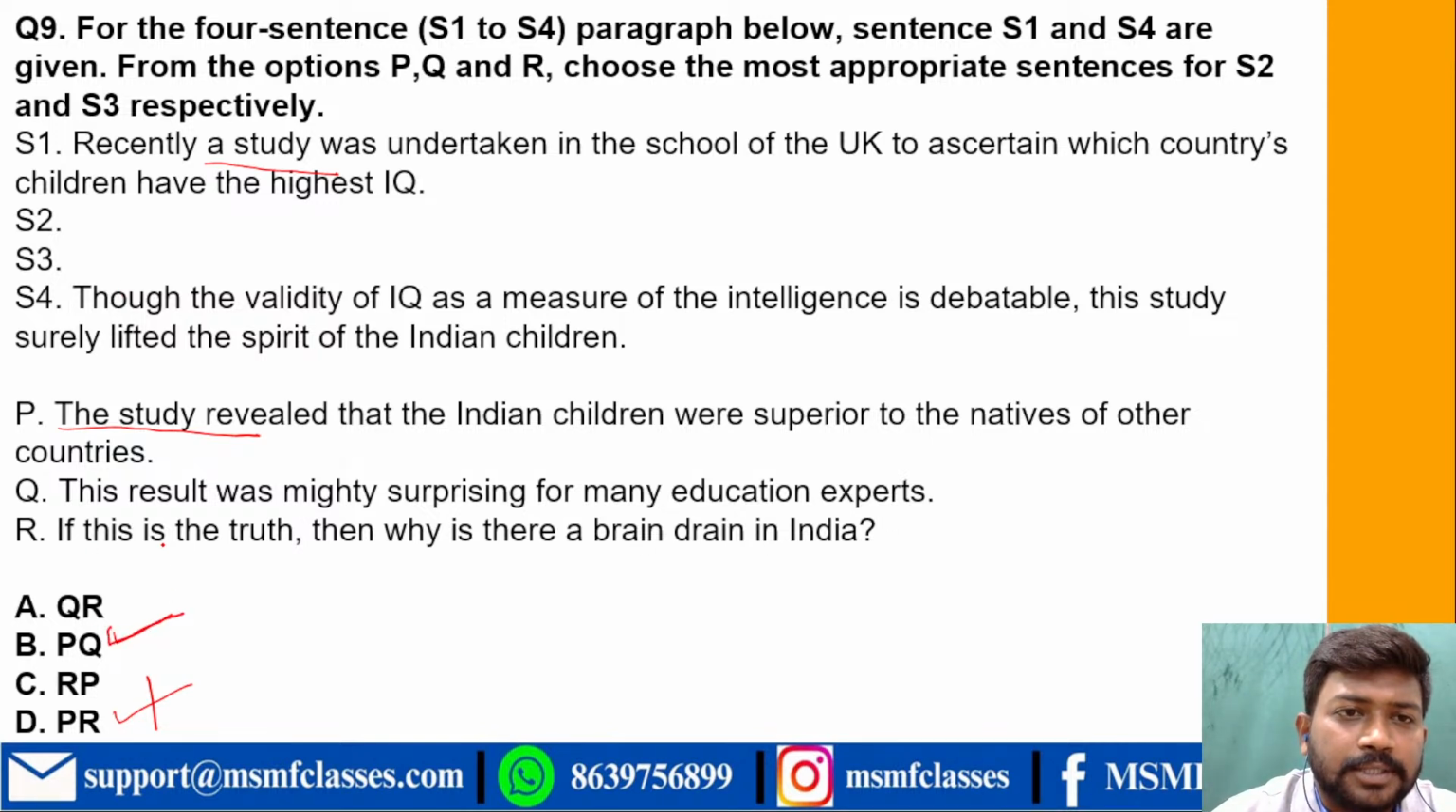P and Q is the answer because there is a relation for the first sentence, study, and the study result is in P, and they are speaking about the result that was mighty surprising for many education experts. So automatically, though the validity of IQ as a measure of intelligence is debatable, this study surely lifted the spirit of Indian children. But R cannot become the fit of S3 because this is a result which has happened after S4. So you cannot take R, eliminate R and take only P and Q.